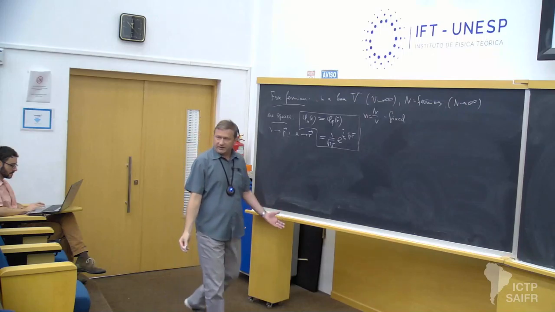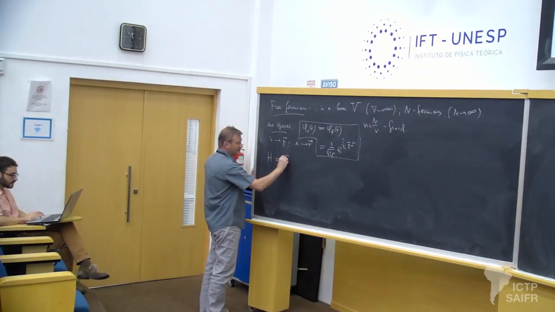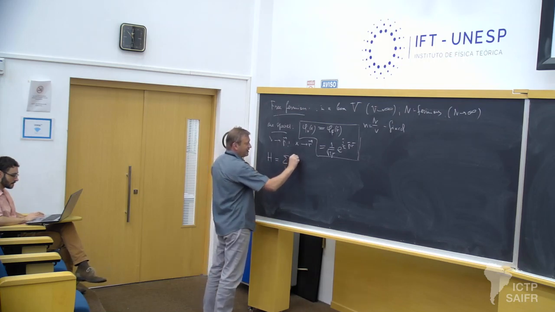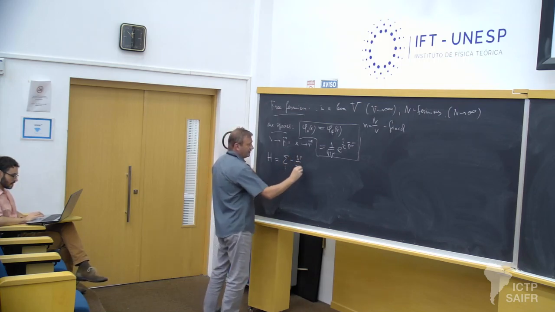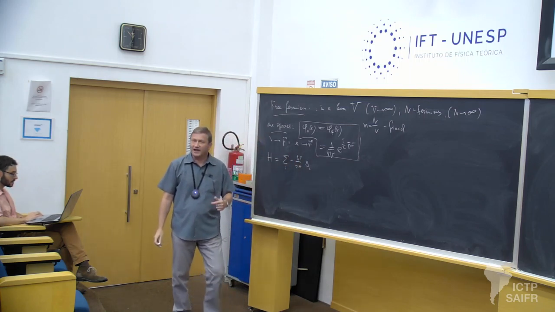So now what is the Hamiltonian? Because it's ideal fermions, the Hamiltonian is the sum over i of minus h bar squared over 2m, and then the Laplacian acting on the position of the ith particle.